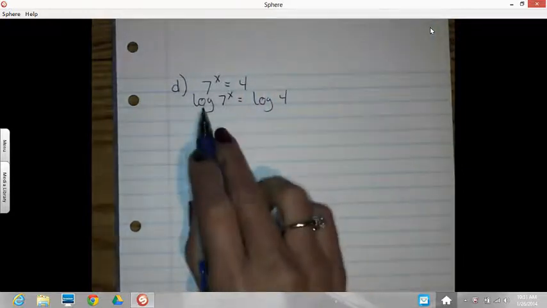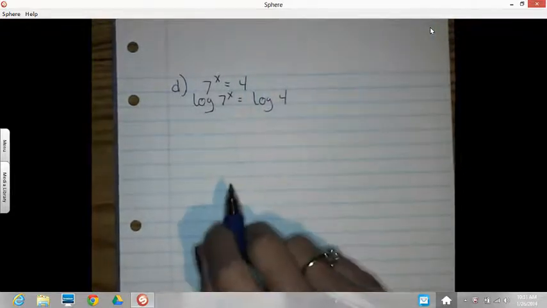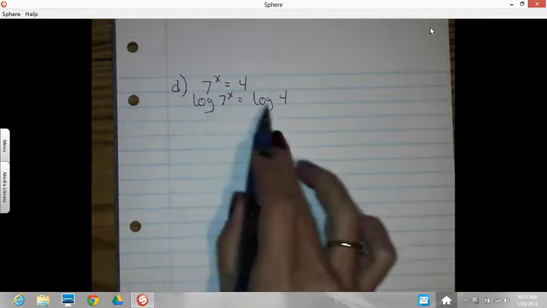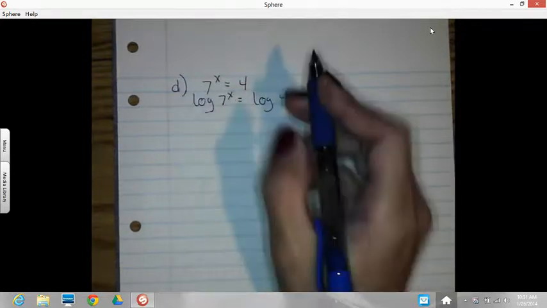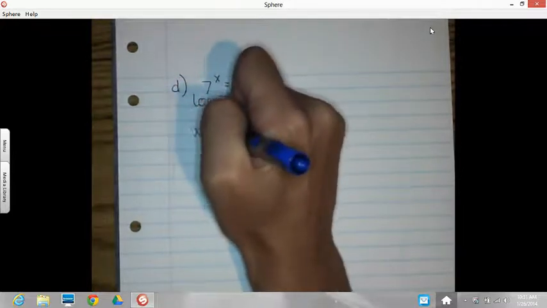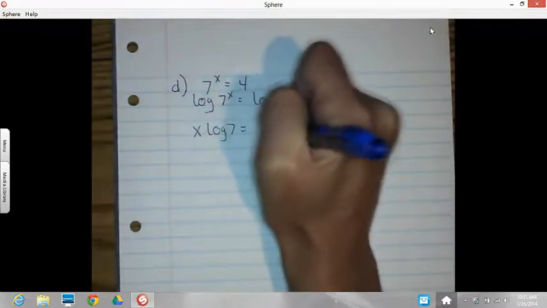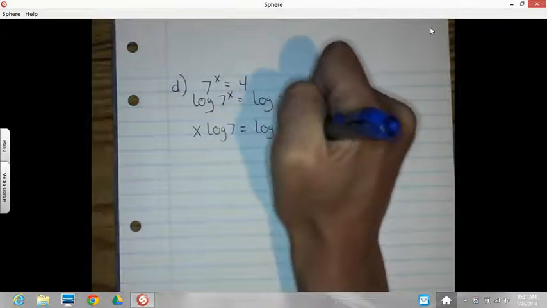this could just as easily be a natural log. It doesn't matter what base I use. I'm just going to hit it with the log, and it's the same log on both sides. I use log base 10. Now I can bring that x down as a multiplier. Now to isolate the x, get it by itself, all I've got to do is divide by the log of 7, because that's being multiplied.